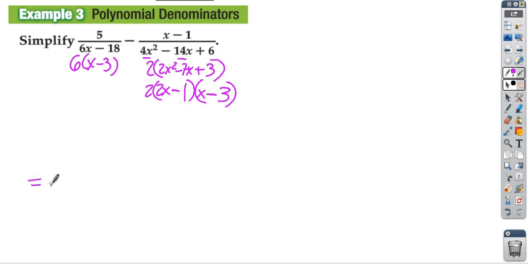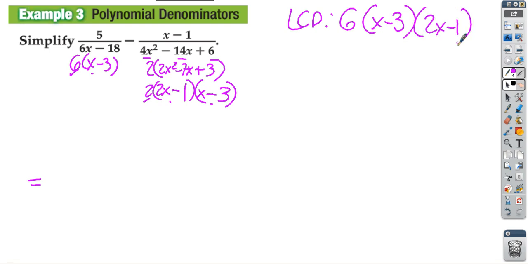Alright, so let's figure out the least common denominator right now. Between 6 and 2, the least common denominator would be 6. For example, if you were adding 1/2 plus 5/6, you would need to change the 1/2 into sixths by multiplying it by 3. You always change the smaller one into the bigger one. So 6 is the number part of the least common denominator. Then we need an x minus 3, and that also has an x minus 3, so we'll include that. And then we need a 2x minus 1. So let's see how we can make that happen.